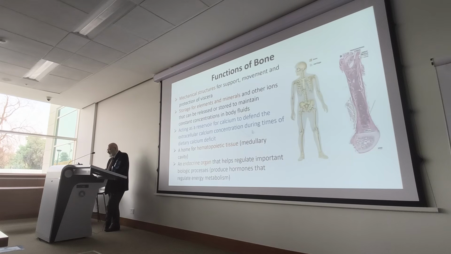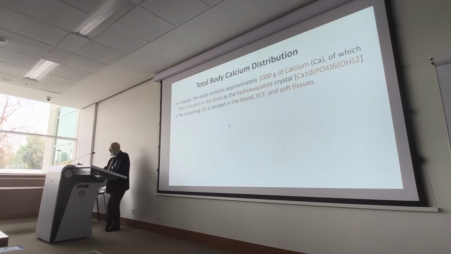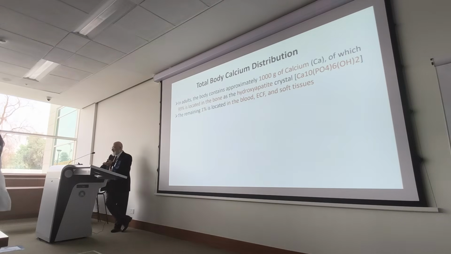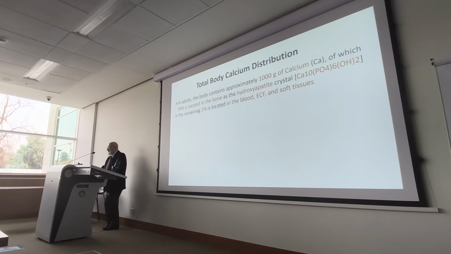So this lecture and the coming couple of lectures will be basically talking about how calcium is regulated by many hormones. When you look at the total body calcium distribution, we have about 1 kilogram, 1,000 grams, of calcium. 99% of that is inside your skeleton in the form of hydroxyapatite. We said in the bone we have an organic and an inorganic component. The organic component is type 1 collagen, the inorganic component is hydroxyapatite. Hydroxyapatite is calcium and phosphate, mostly calcium. So 99% of your calcium is stored inside the skeleton.